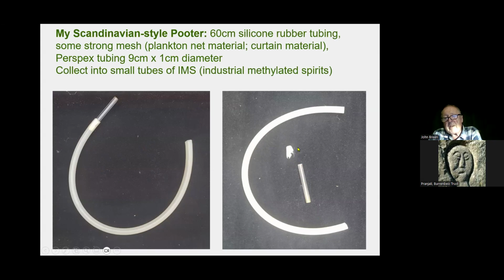And this, in my case, I use plankton net material. But you can use a piece of curtain material. I've also used that in the past. So you jam the perspex into the tube and the idea is that you put your mouth here and suck. And if it's one of the species that produces formic acid, you will taste the formic acid at the back of your mouth and you will notice it.